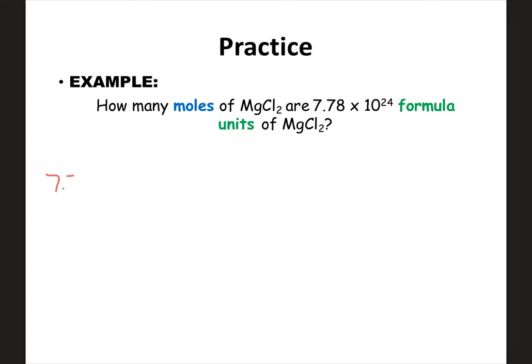So you have 7.78 times 10 to the 24th. In this case, it's formula units. You can abbreviate them F period units. You can't abbreviate them FU, so just be careful with that. So we write what we're given, we put our multiplication symbol, we put our conversion line. Without even thinking, whatever unit's on top, you immediately write it on the bottom. So we got F period units, formula units here on the bottom.